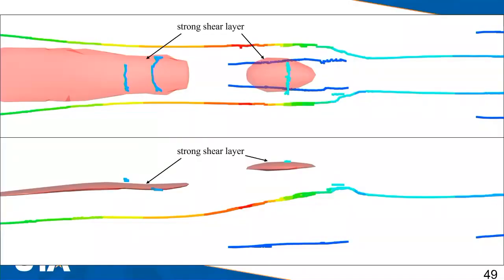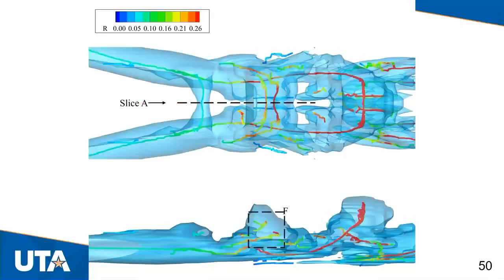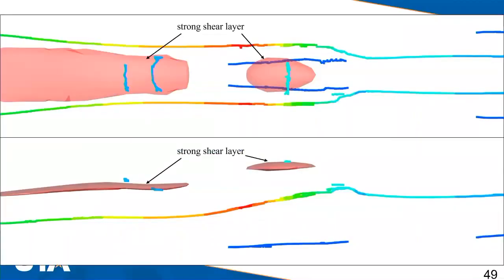So you can see there is a shear, right? There is a strong shear layer at the place where the initial stage of the vortex ring forms. So the real reason is the shear, right? Shear.